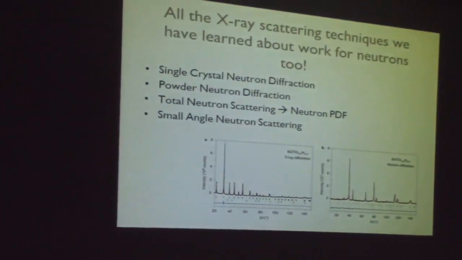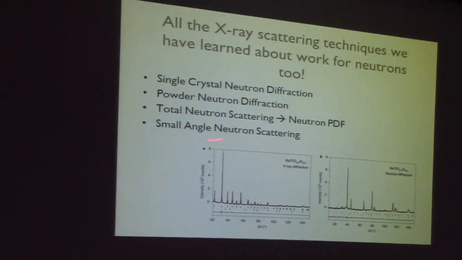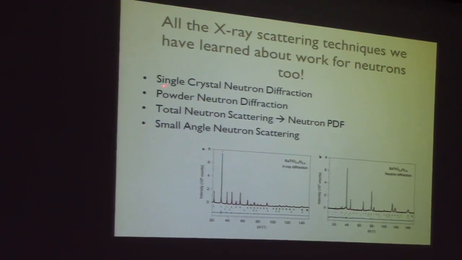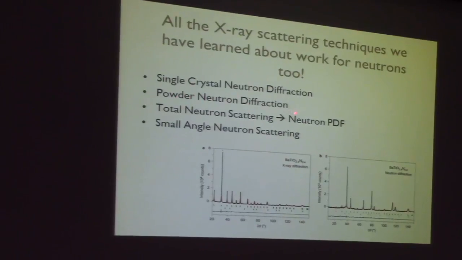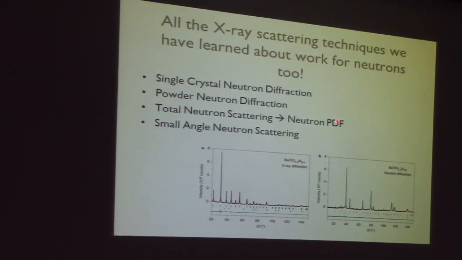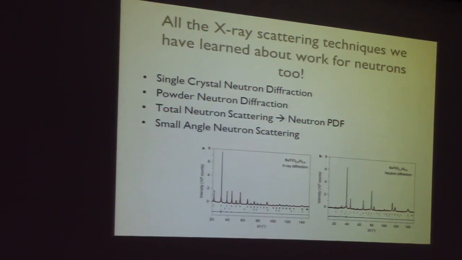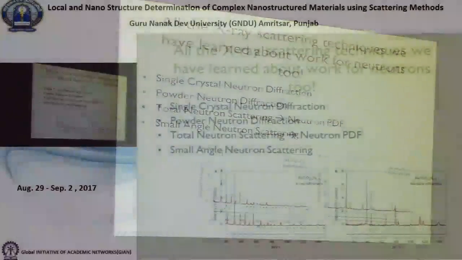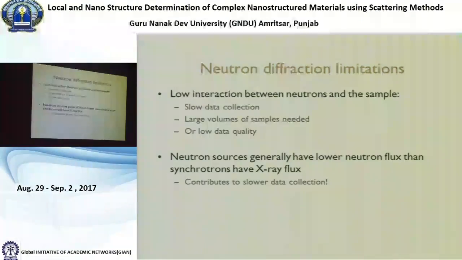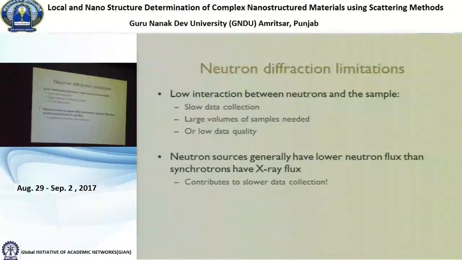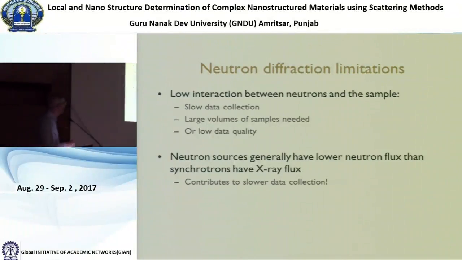I talked about that. So with neutrons, you can do single crystal diffraction, powder diffraction, total scattering PDF, and small angle scattering. So all of the X-ray techniques you can also do with neutrons. You have to go to a neutron source, and these are either reactors or spallation sources. I'll mention that in a minute.